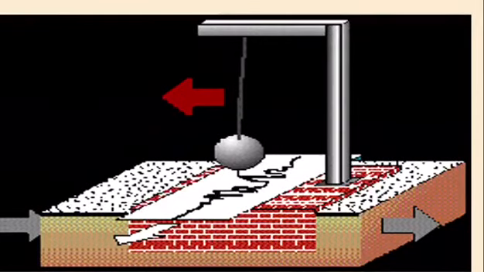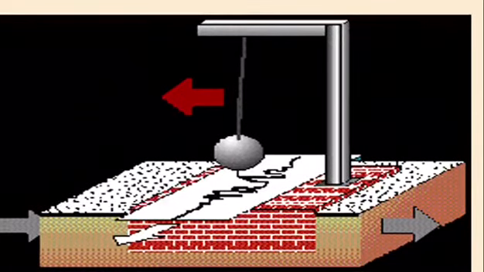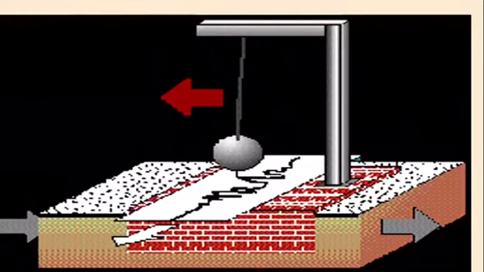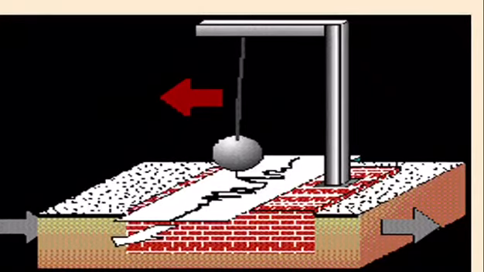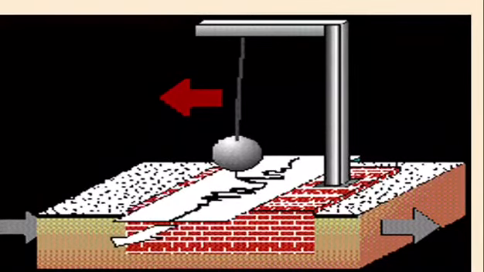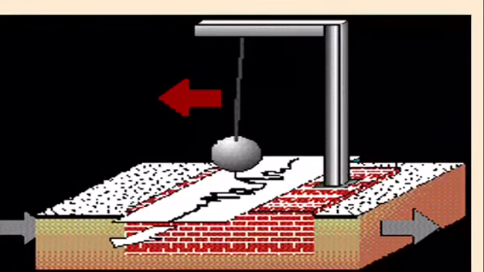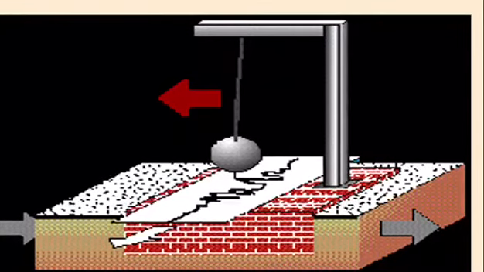Okay, so as the seismograph shakes under the mass, the recording device on the mass records the relative motion between itself and the rest of the instrument, thus recording the ground motion. So this is how a seismograph helps to measure the earthquakes.